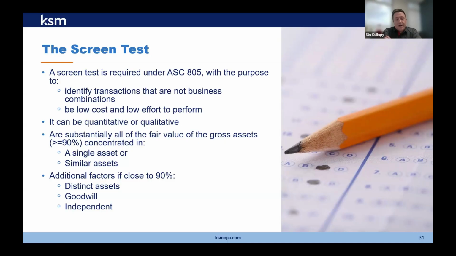There are a couple of additional factors here. If you are toeing the line of 90%, you can look at goodwill. Obviously goodwill is not going to mean it's a business right off the bat, so they still want you to walk through the screen test. Also, same for distinct assets. If you're buying several assets that are not similar, they want you to walk through the screen test because it's not as clear cut as it could be.